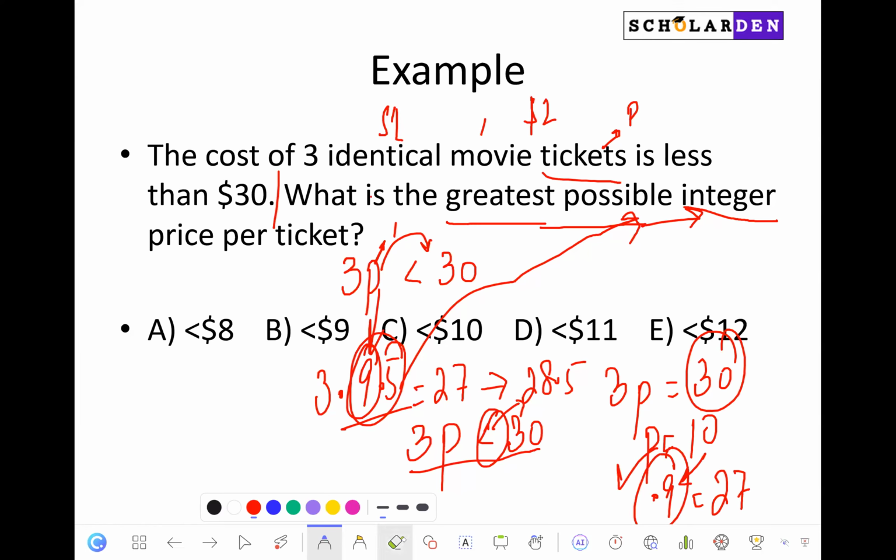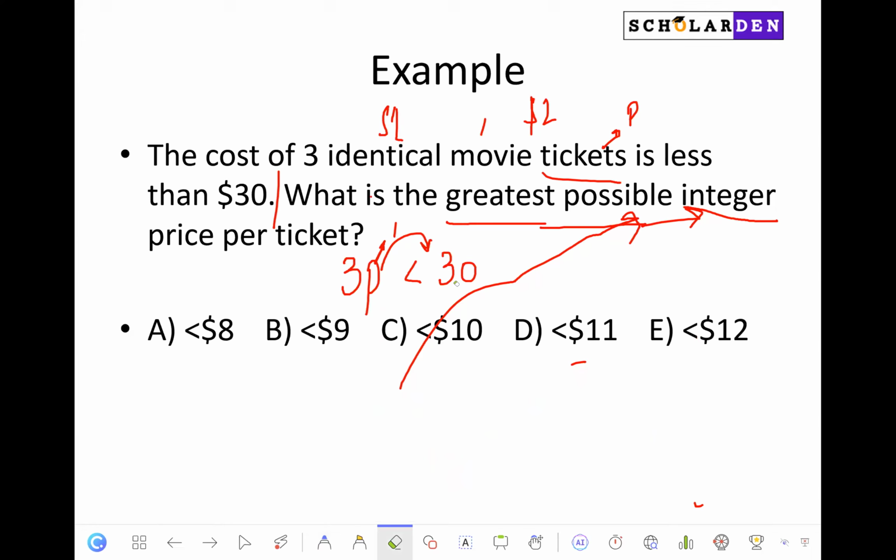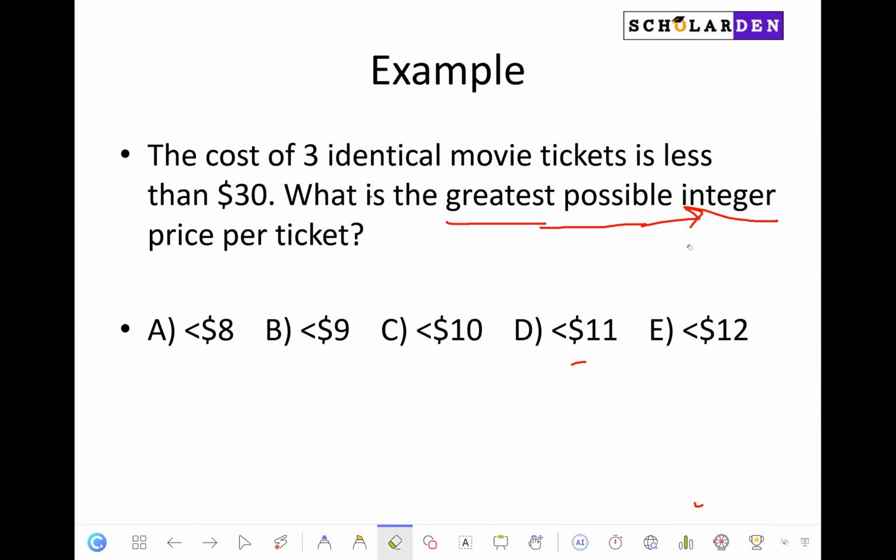That is why it is very crucial to understand what the statement is asking us. If the statement said not less than 30, but less than or equal to 30, then C would be the right answer. Why? Because 30 is a valid option then. But now we want to keep the price of 3 identical movie tickets less than 30.